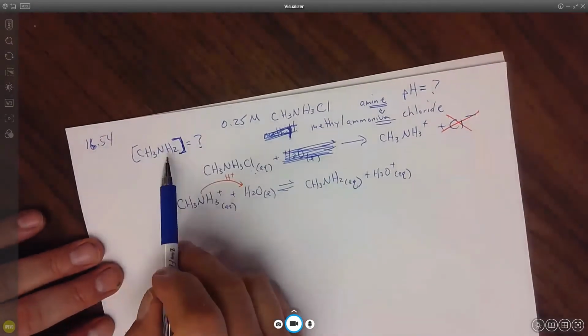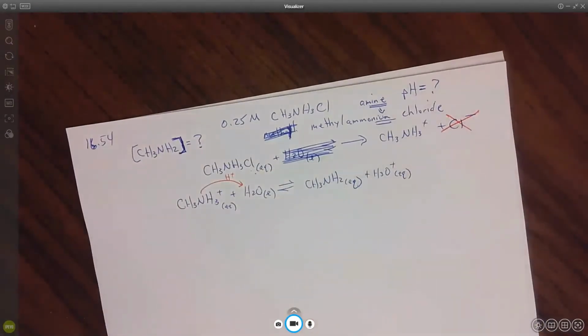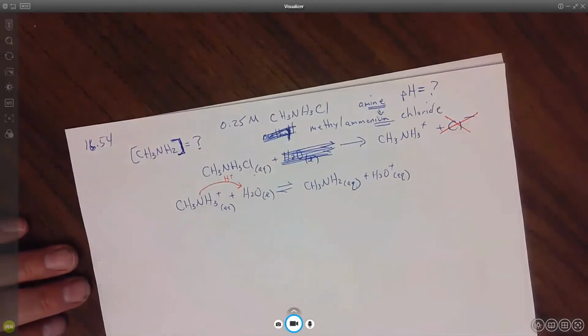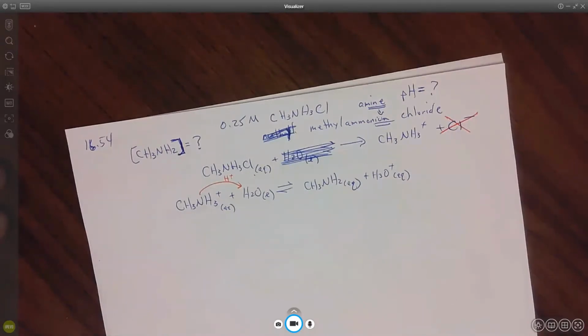Okay, so there's our question. We want the concentration of methylamine, and we want the pH. So Hannah, how am I going to go about answering? Let's start with the concentration of methylamine. Big picture, what am I solving for? What am I looking for? The concentration of methylamine can be found by using the concentration of the methylammonium chloride, because it's a 1-to-1 molar ratio.